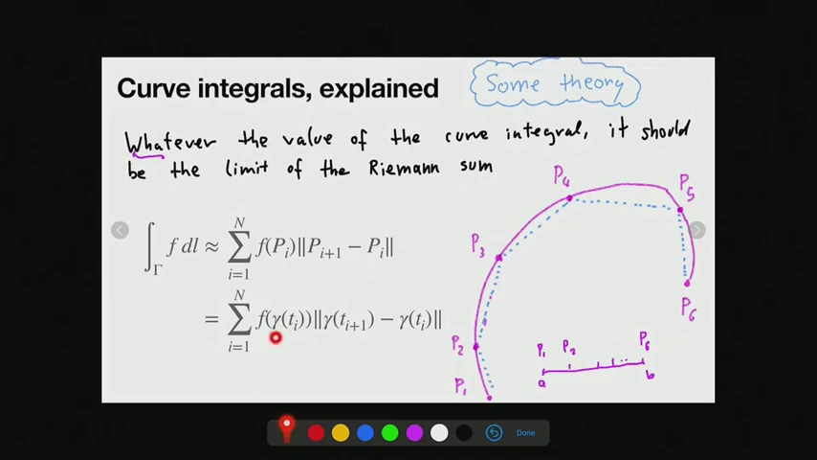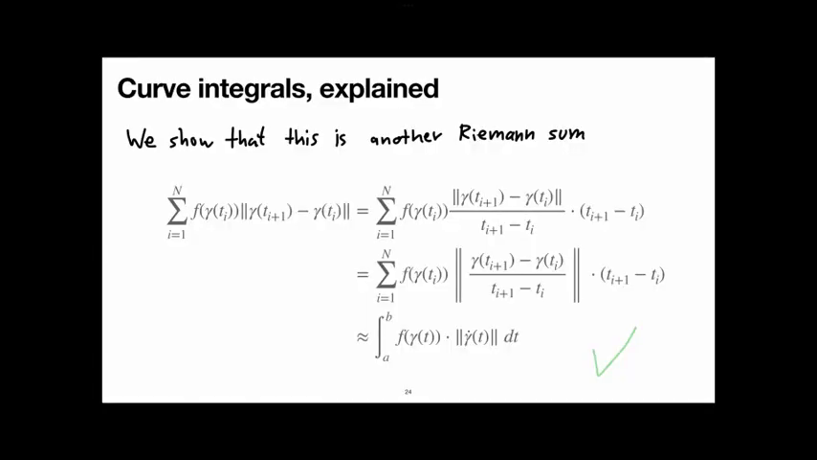So I take the sum of f of gamma ti. So pi is gamma ti. Pi plus 1 is gamma of ti plus 1. With that in place, let's see what happens. I've got that sum here, function values at gamma ti, and then the length of this curved segment, gamma ti plus 1 minus gamma ti. Okay, without changing anything, I divide and multiply by ti plus 1 minus ti.